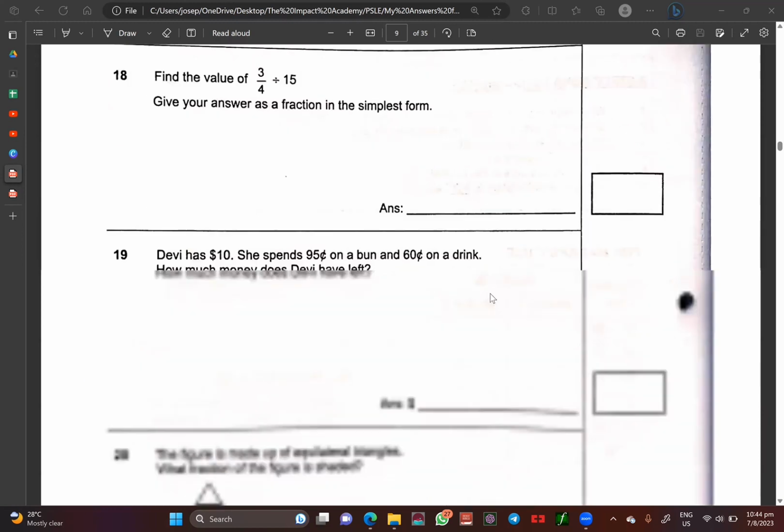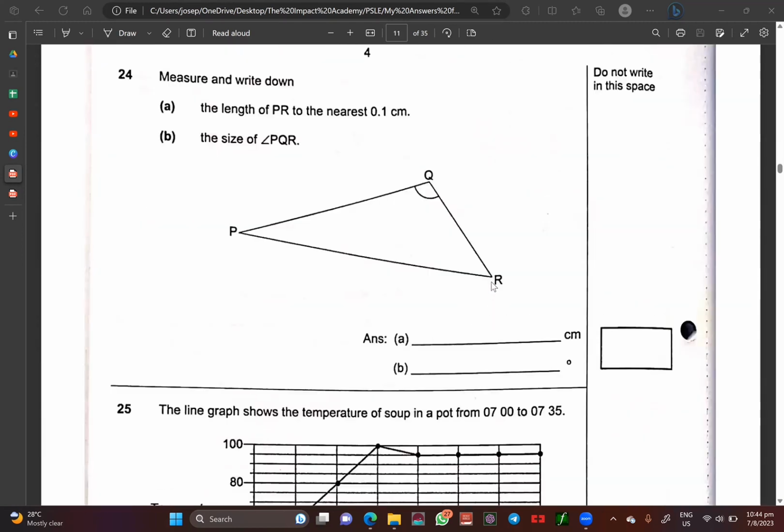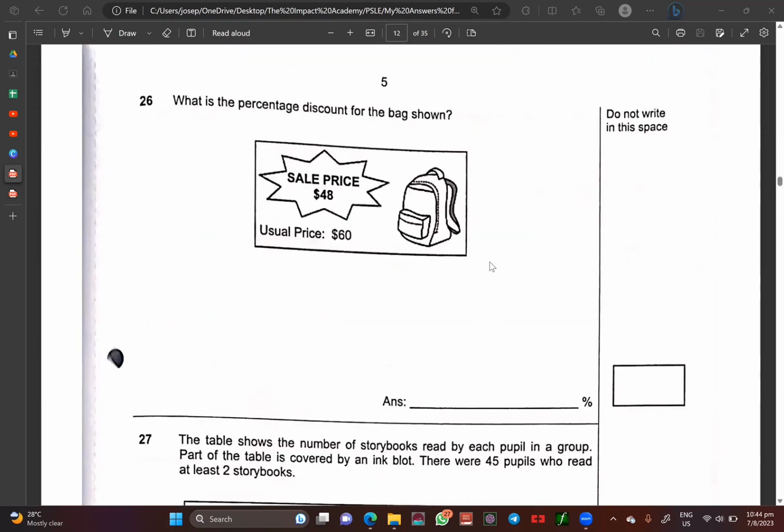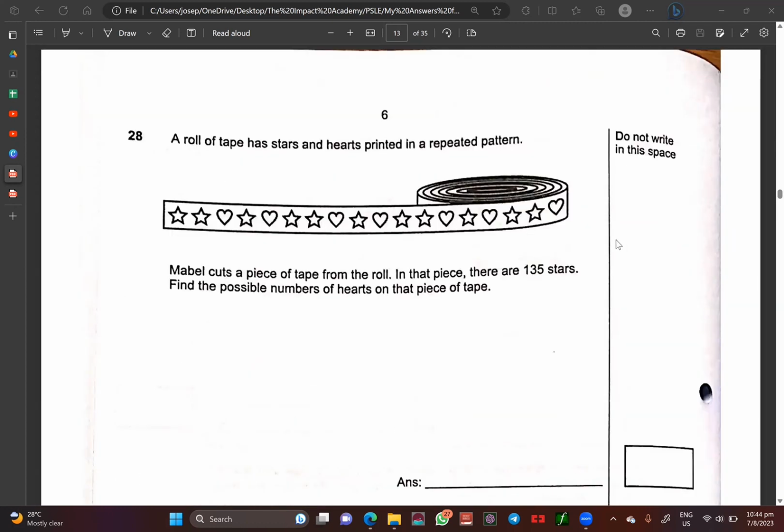Now the first question that I want to go through is from question number 28. As you can see over here, it says that a row of tape has stars and hearts printed in a repeated pattern. What did Mabel do? Mabel cuts a piece of tape from the row. So this is the row, and what did she do? She cut the piece. She cut a piece of tape from the row, and in that piece, there are 135 stars.